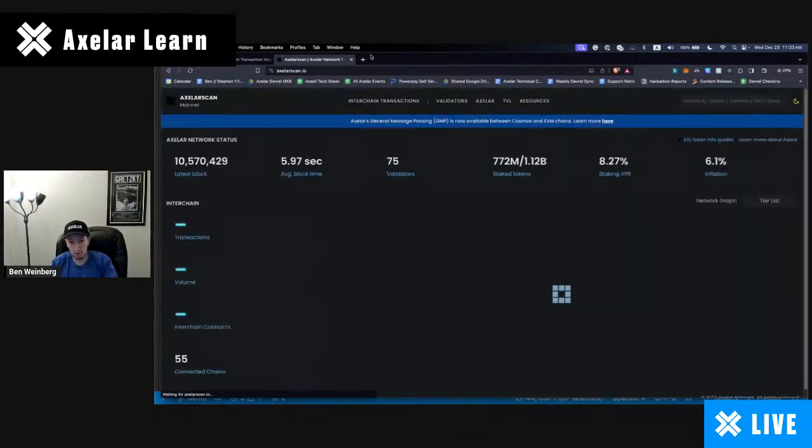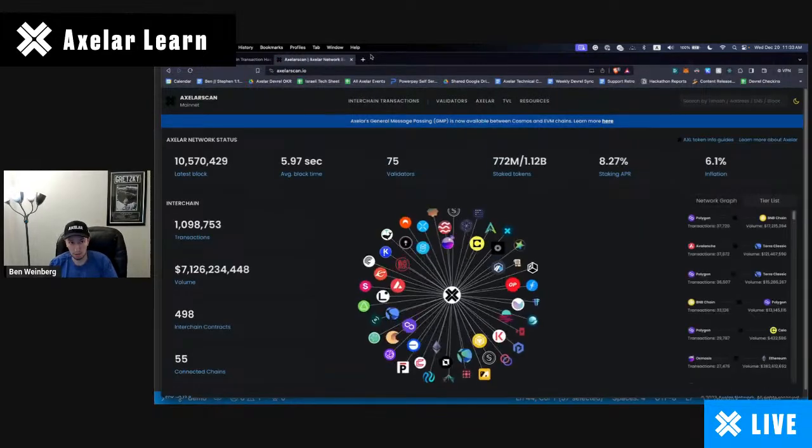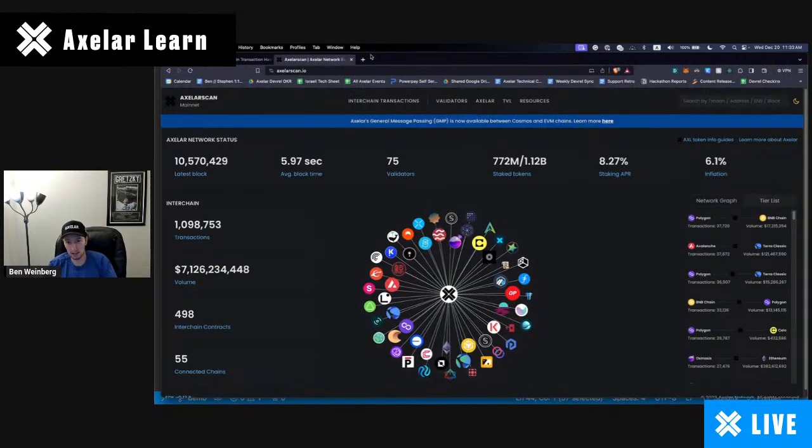So Axelarscan is basically our block explorer. It's a really neat tool which Axelar has built. You can also see here a bunch of fun stats about the Axelar network. So the 55 chains we're connected to. You can see a more up-to-date version of the map, which I had on the slides earlier. So you can see all of the chains which we're connected to. Some stats like we hit 1 million transactions recently, 7 billion in volume gone through us.